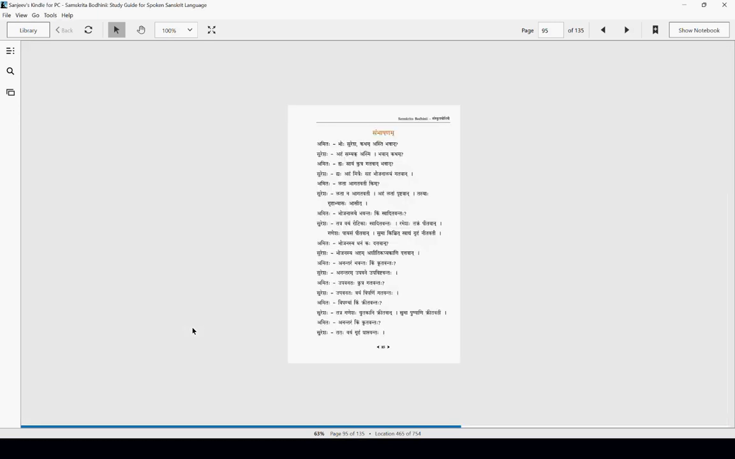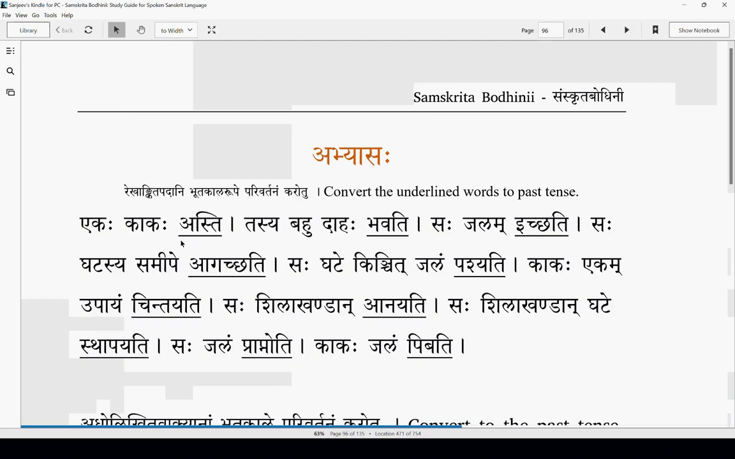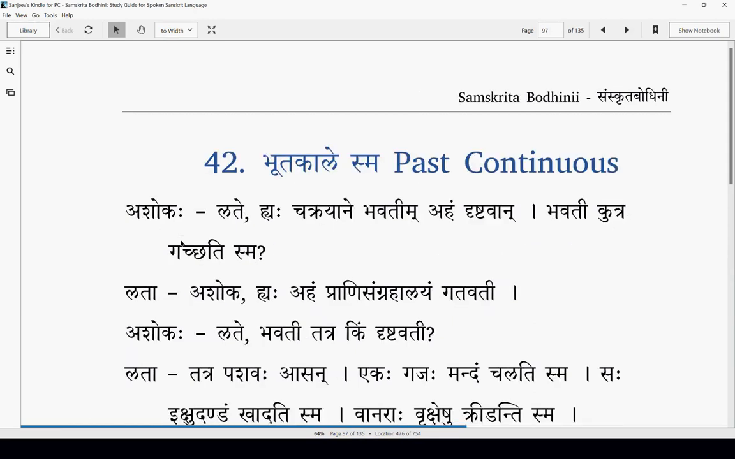Kakah ekam upayam chintayati. Upayam coming in the dvitiya vibhakti here. It could be napunsakalinga, pullinga, who knows. Then kosha or practice helps there. So I know it is upayaha, pullinga. Now here it is dvitiya vibhakti. Just by practice, you will get it.